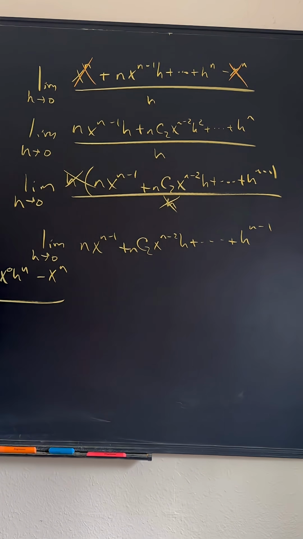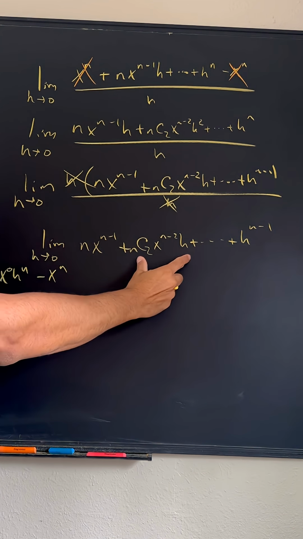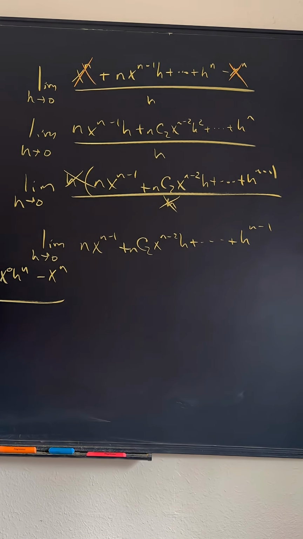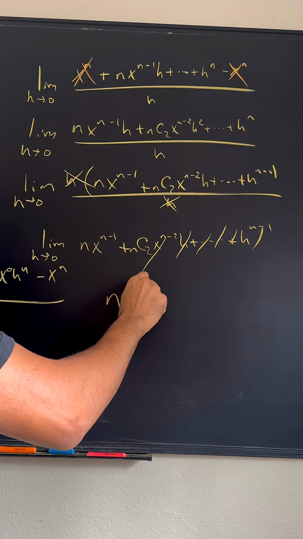Now I go ahead and plug in 0 for our h, and you're going to see that we finally arrive at the derivative of the function x to the power of n. That's just n times x to the power of n minus 1.